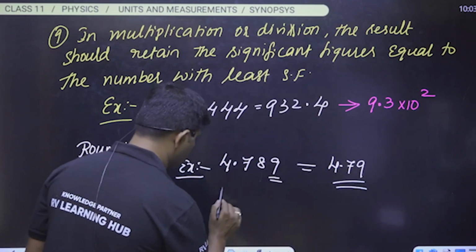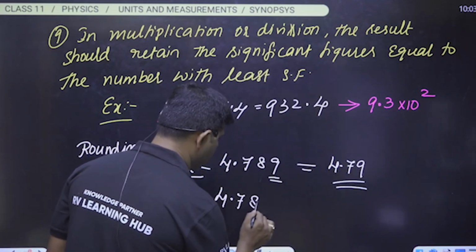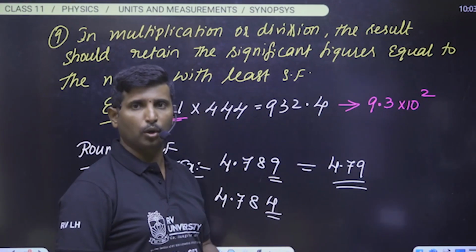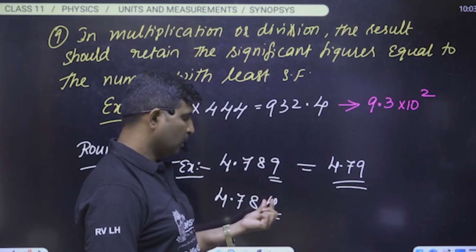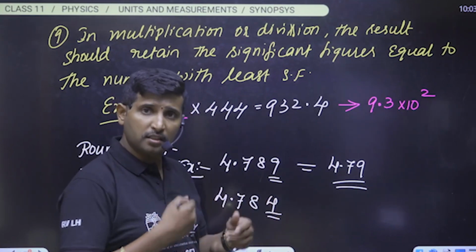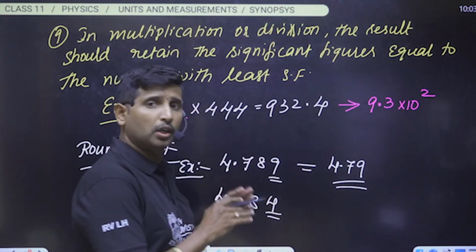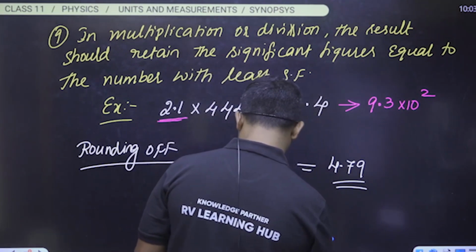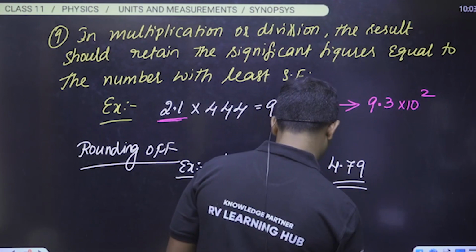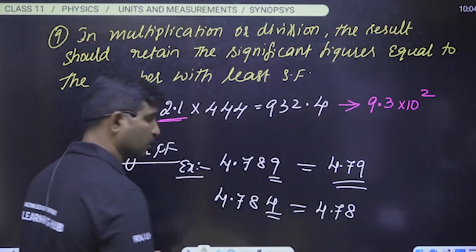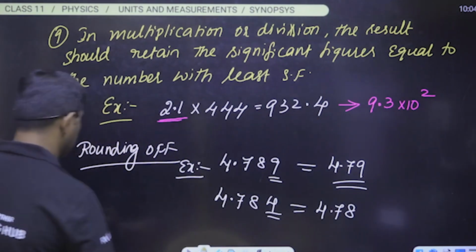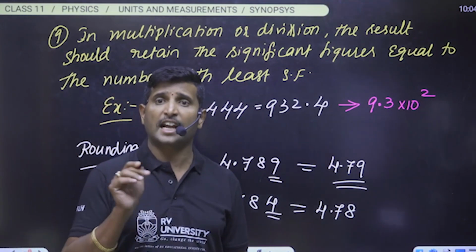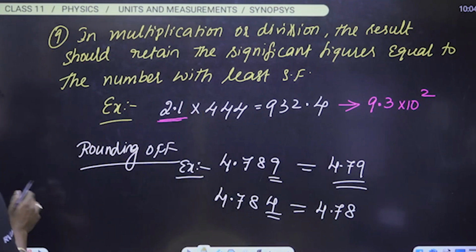So we can write this as 4.79. Similarly, if the number is 4.784, I want to drop this 4. I observe this number, which is less than 5, so I drop it simply. So we can write this as 4.78. Is it clear?